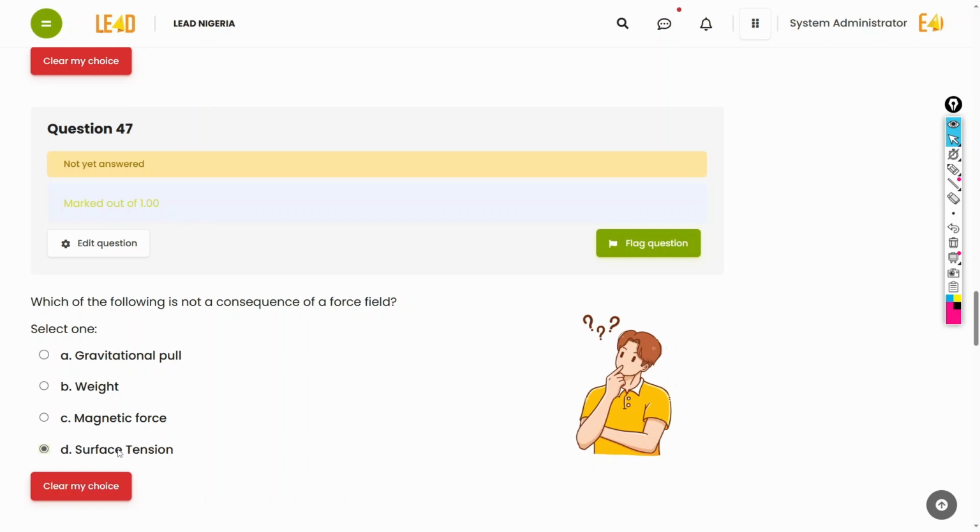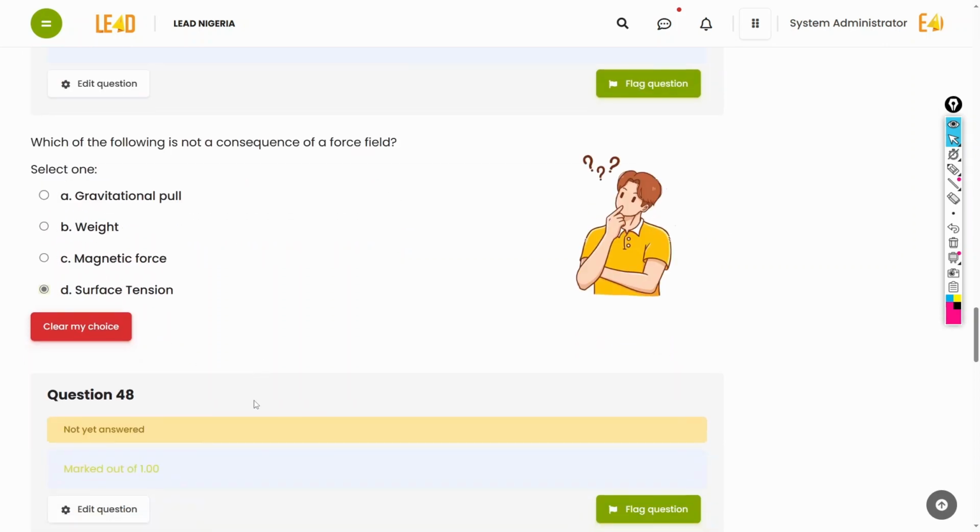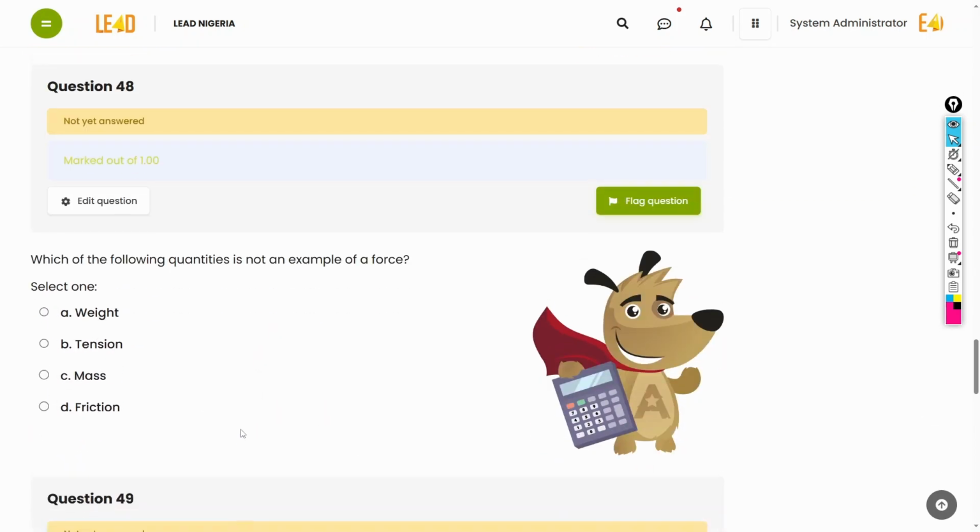That's surface tension, because gravitational pull is a consequence of the Earth's gravitational field. Weight is a function of the Earth's gravitational field. In fact, weight and gravitational pull are the same thing, right? Magnetic force is a function of the magnetic field around the magnet. So it's only surface tension that is not a consequence of any force field.